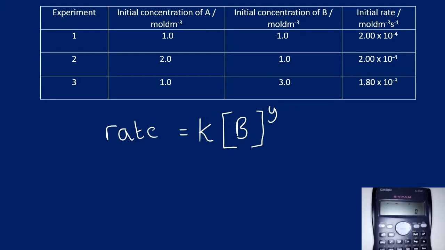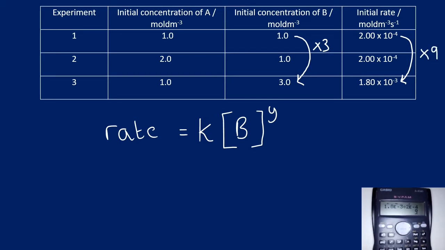So let's compare experiments 1 and 3. The concentration of B is going from 1 to 3, that's multiplied by 3. Going from 1 to 3 here, we need to be careful because it's in standard form, so it may appear that it's going down, but actually it is increasing. So it's going to 1.8 times 10 to the minus 3. So I'm going to divide 1.8 times 10 to the minus 3 by 2 times 10 to the minus 4. And you can see on my calculator there that it's going up by a factor of 9.